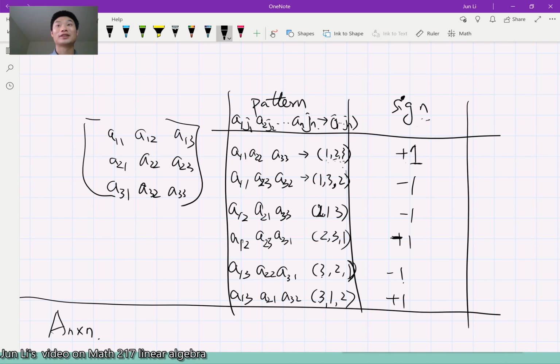So how many patterns are there in an n by n matrix? The answer is n factorial, right? What is the sign of each pattern? That's going to be complicated, right? So that's why you should be able to compute the 2 by 2 and 3 by 3 determinants.